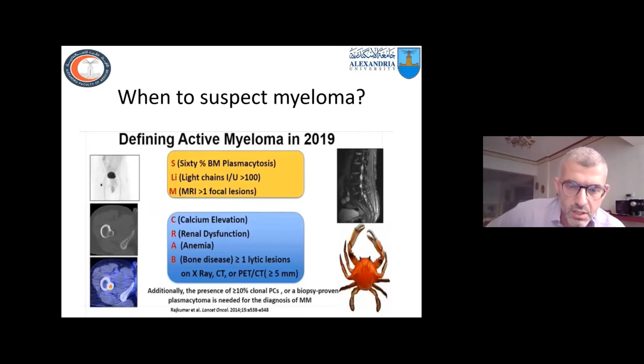light chain, which is an increase in the ratio between the involved and the uninvolved light chain, and the ratio needs to be in excess of 100. And one of them has to be elevated more than 1 microgram per deciliter. Or on the whole body MRI, to have more than one focal lesion.